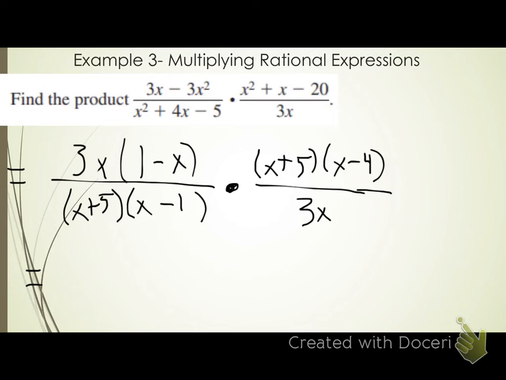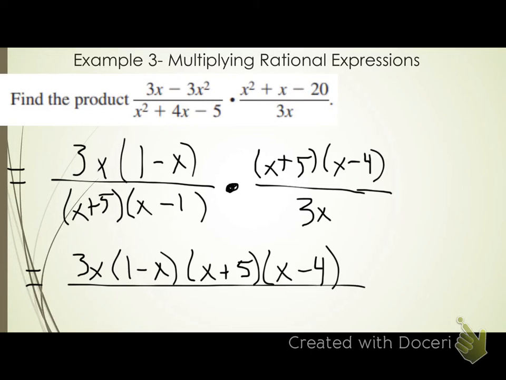I'm just going to rewrite it like this, all of them right next to each other. Just like that. Everyone okay with that? That's just multiplying straight across. Now what cancels? X plus 5. I have x plus 5 in the numerator as well as the denominator. And then 3x and the 3x, those cancel out as well.